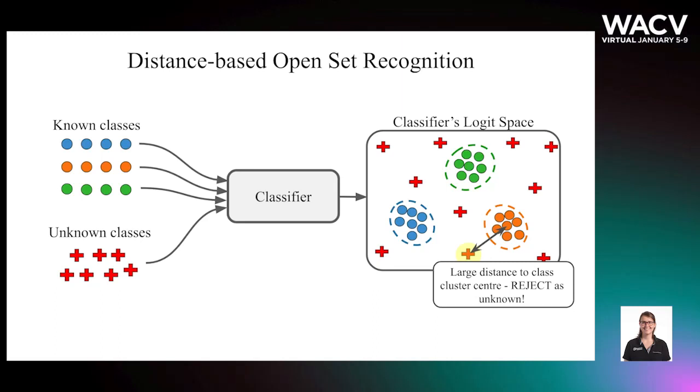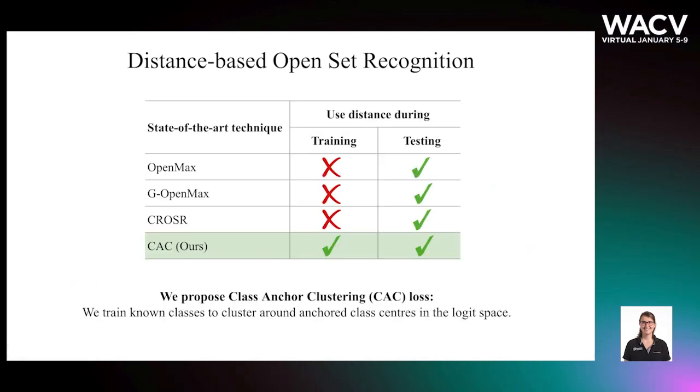Our paper introduces a new loss that improves the performance of distance-based open set recognition. Previous distance-based techniques use networks trained with the standard cross-entropy loss. Cross-entropy loss does not encourage known classes to form tight clusters. We propose our class anchor clustering loss, which trains known classes to cluster around anchored class centers in the logit space.